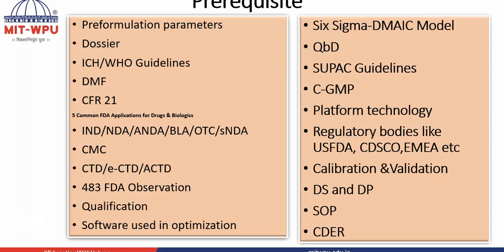Six Sigma, DMAIC models, QbD, very, very important, that is quality by design. Then SUPAC guidelines, cGMP, platform technology, regulatory bodies like US FDA, CDSCO, EMA, etc. Calibration, validations, DS and DP, that is drug substance and drug product, SOP, and CDR. These are the very important prerequisites in order to understand these pre-formulation and scale-up studies.